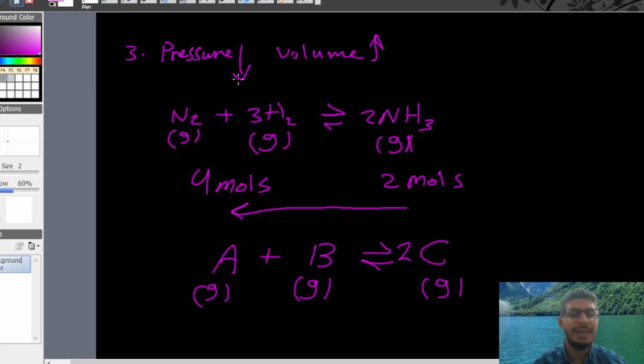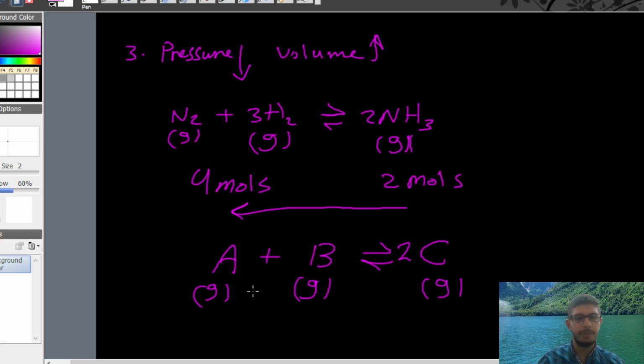So if it comes up in the exam, what would happen if you increase the pressure of a vessel containing acetic acid and methanol, both in the aqueous phase? What would happen if you increase or decrease pressure? Nothing will happen, of course, because pressure does not have any effect on aqueous solutions. It only has an effect on gases, only gases.